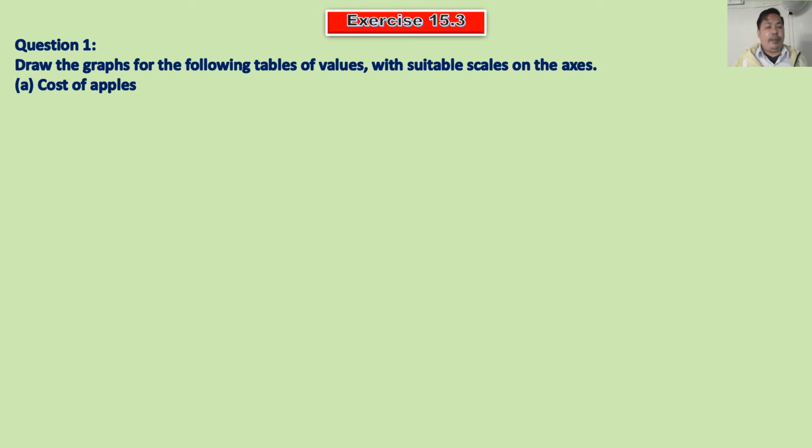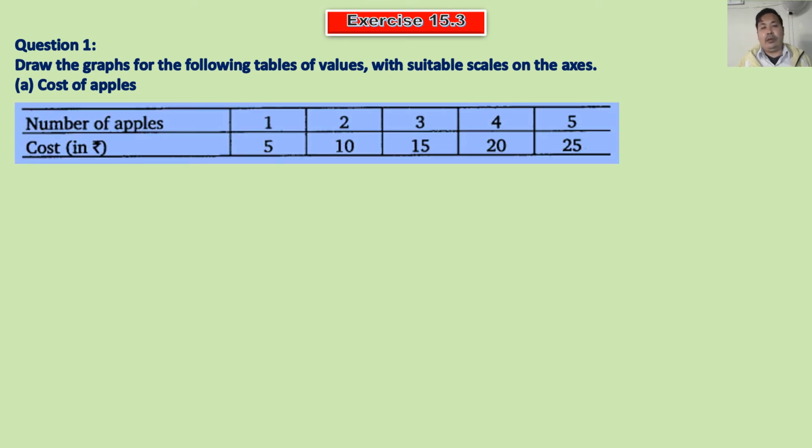A, the cost of apples is given here. The number of apples is one, and the cost is five. If two, then 10. If three, then 15. If four, then 20. If five, then 25. You can see that the price is rising as the number of apples increases, isn't it? And if it is reduced, then the amount will come down.